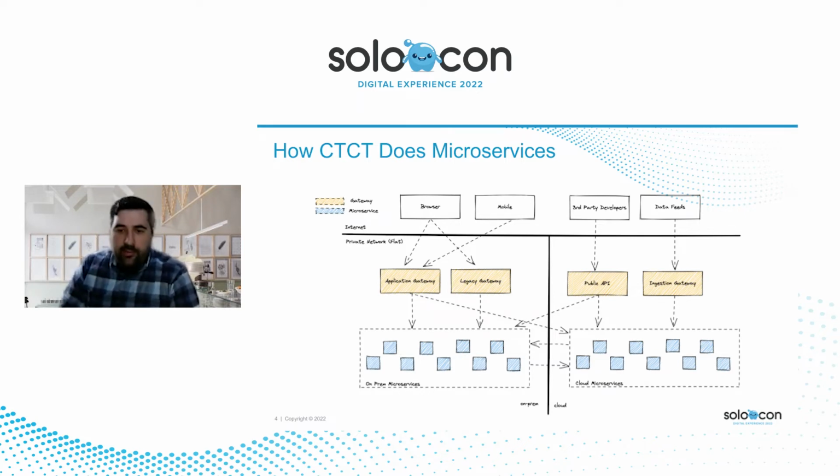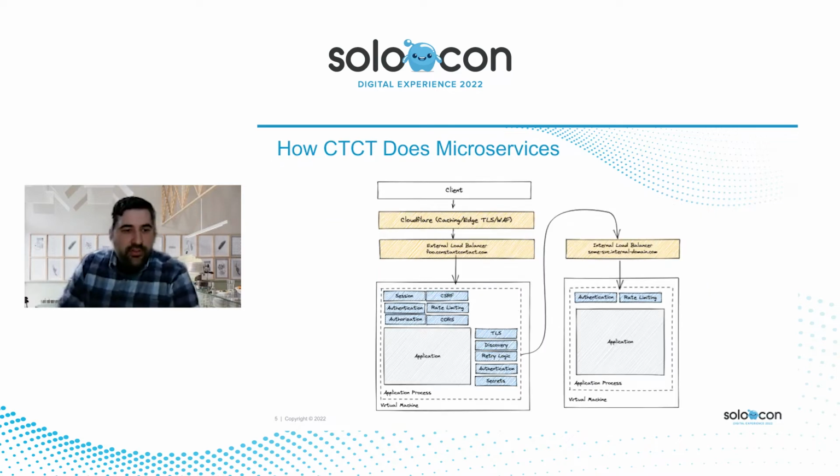And we have our application gateway, which is used by our browsers and our mobile clients, and then we have other API gateways that we're using for third-party developers and our clickstream data. And things are getting a little bit fragmented, like I explained.